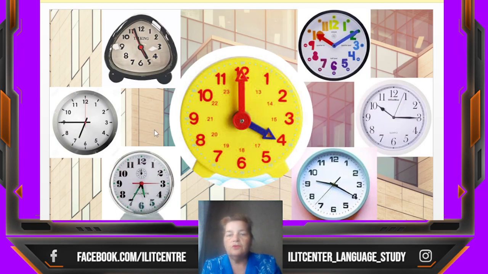There are a lot of clocks, and all the clocks tell different times. Let's start with the right upward corner here. This is the multicolored face of the clock. And why do we have so many clocks?